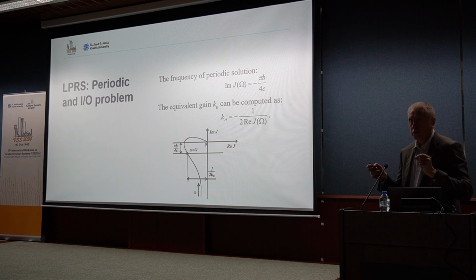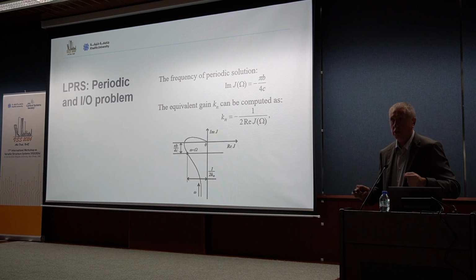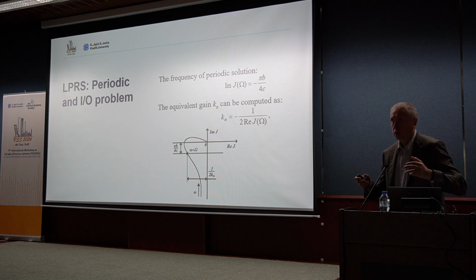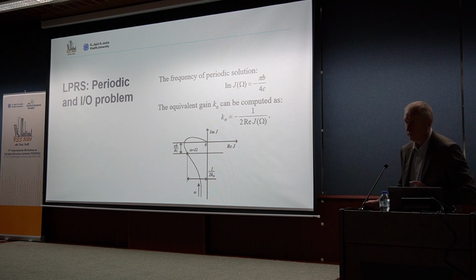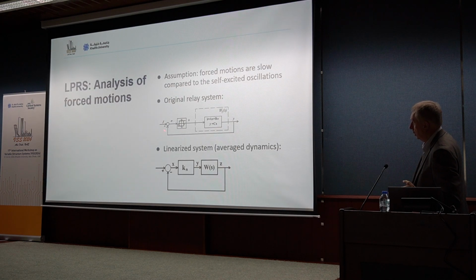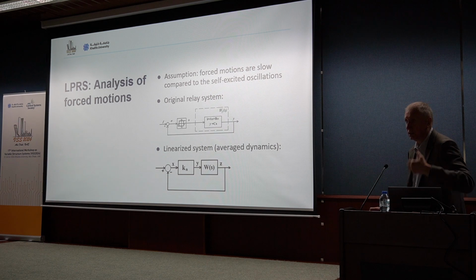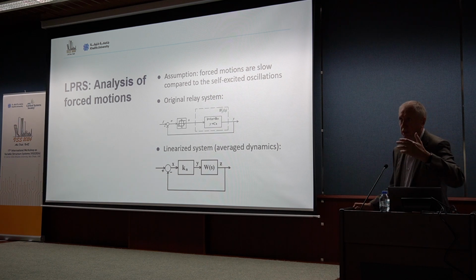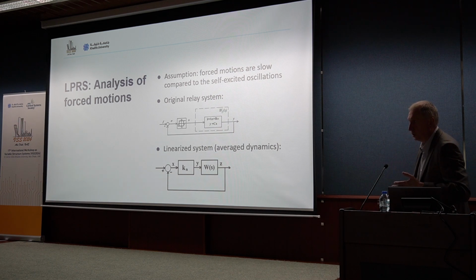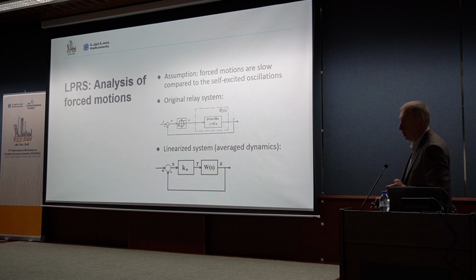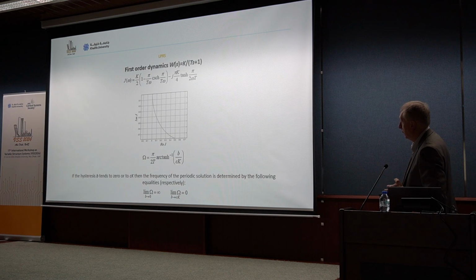So we can find the periodic motions, and we can find the dynamics of the average motion in this system. So again, if this is our original system, the average dynamics is given by that one, where Kn now is found from the LPRS and represents the exact value. So we remove quite a number of assumptions that we had in the describing function system.